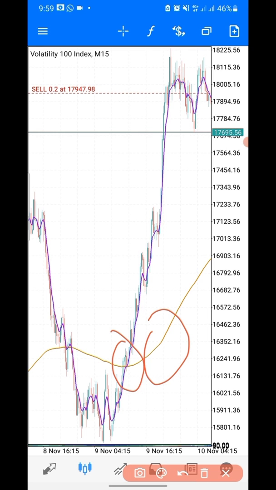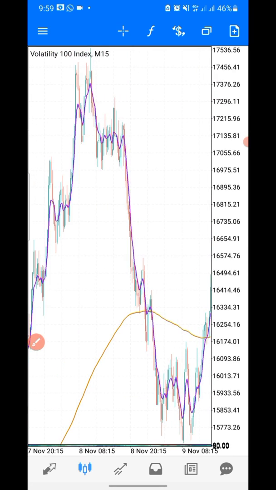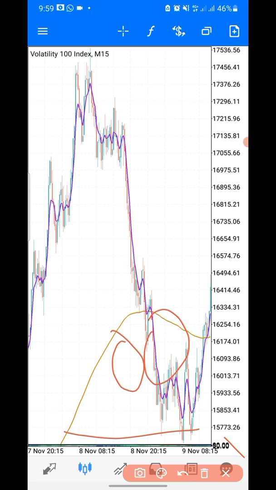And like I said, once we buy, we're going to use the closest low as our SL level, this closest low, which happens to be here. So in this case, this is going to be our stop loss, and the closest high, which is this here, is going to be our take profit level.